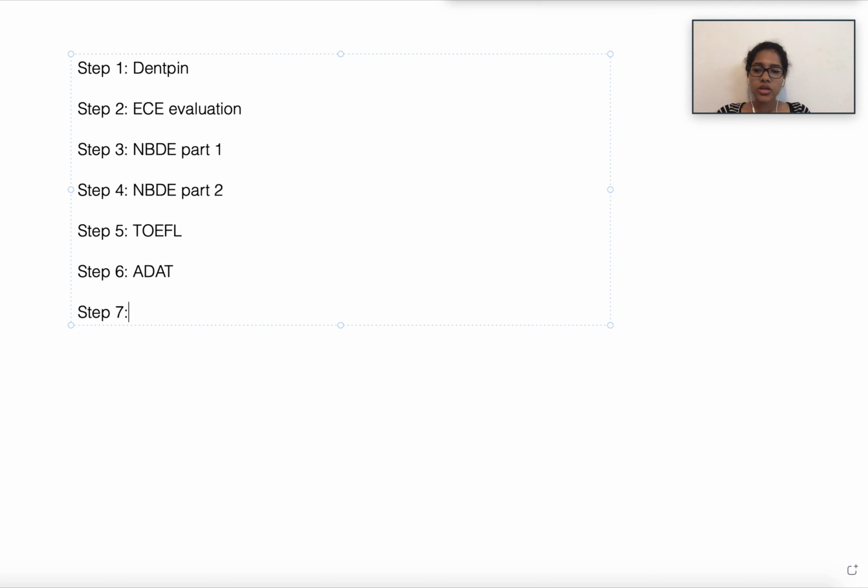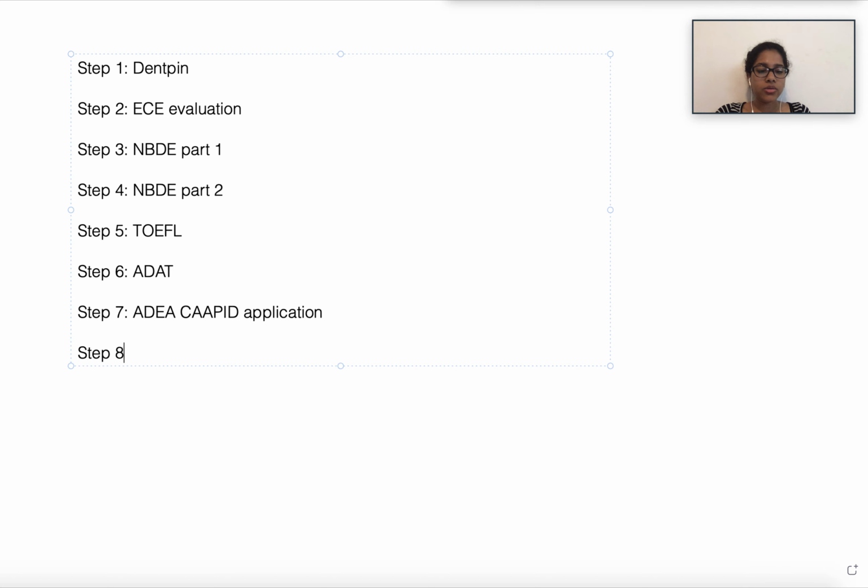Step 7 is the ADEA CAAPID application. What is the ADEA CAAPID application? It is a centralized application which you fill out and then submit to each college separately. Even though it's centralized, the money you pay is not. For each application, you pay separately, even though technically you're filling out just one application, but you have to submit it separately to each college and pay separately. I didn't know that initially.